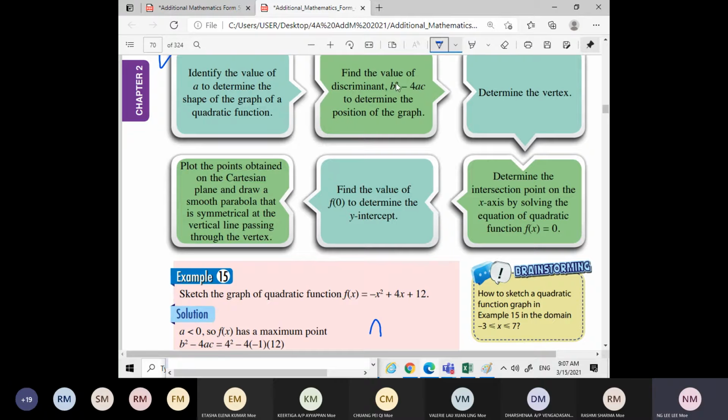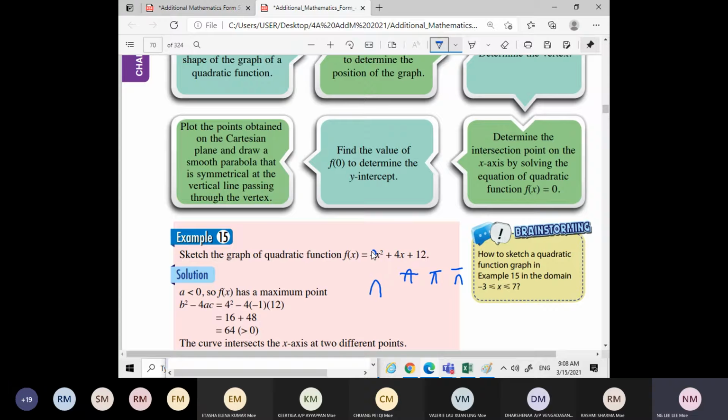Second one, find the value of the discriminant, b squared minus 4ac, to determine the position of the graph. The position of the graph means with respect to the x-axis. Is it this way, or is it this way, or is it this way? This is for the second step. So we find b squared minus 4ac. Same thing, -1 is the a, this is b, this is c.